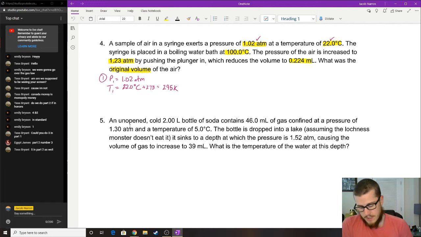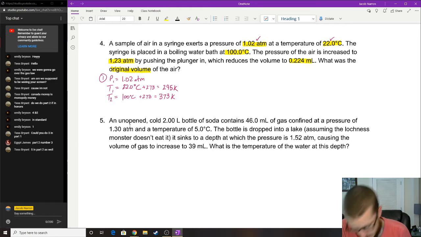The syringe is placed in a boiling water bath at 100 degrees Celsius. So here's T2. They're giving us the second temperature. And this is going to be 100 degrees Celsius, which again, I want in Kelvin. So I get 373 Kelvin. Okay, so there's the important one. And the pressure is increased to 1.23 atmospheres, so pressure 2 is going to be 1.23 atmospheres, which reduces the volume to 0.224 milliliters.